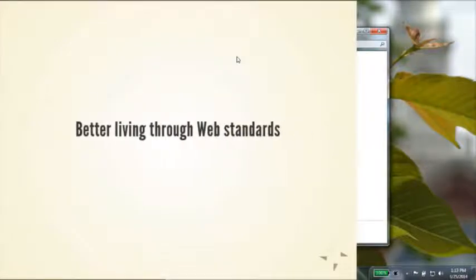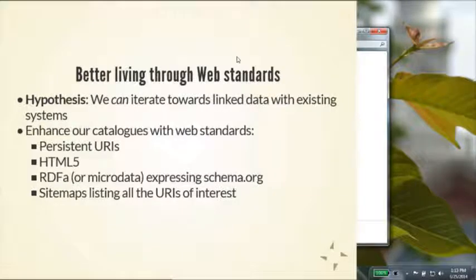So my hypothesis is that we can iterate towards linked data. We don't need to completely rewrite our library systems from the ground up, but we can start enriching the data that we publish, and we can use web standards to do it so that we're closer to normal developers, or a broader pool of developers who can both use and work with us to improve our systems. And that's a pretty simple set of web standards to look at: persistent URIs, HTML5, RDFa, using schema.org as a common denominator vocabulary, and sitemaps that tell anybody interested in aggregating all this information what URIs they should care about.